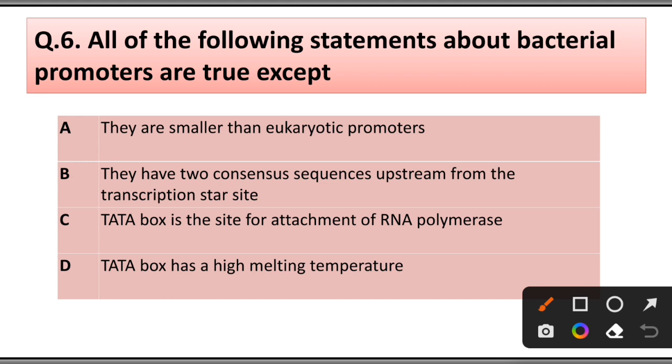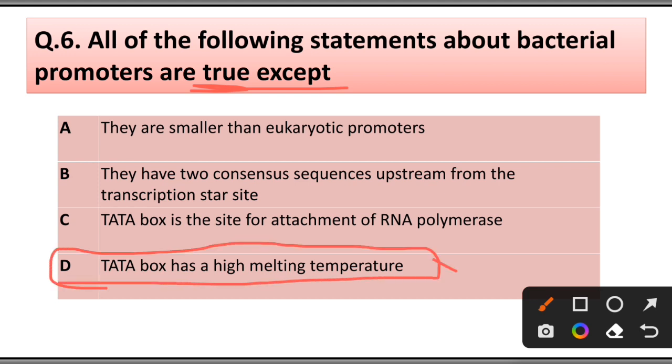Question 6. All of the following statements about bacterial promoters are true except: they are smaller than eukaryotic promoters. They have two consensus sequences upstream from the transcriptional start site. TATA box is the site for attachment of RNA polymerase. TATA box has a high melting temperature. Correct answer is option D. TATA box has a high melting temperature. Yes, it is the false statement about bacterial promoters.